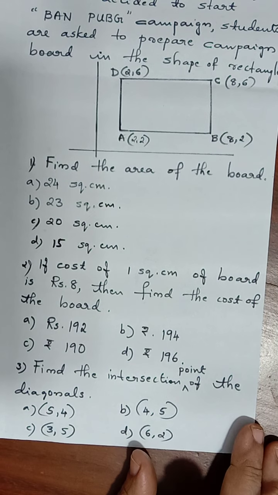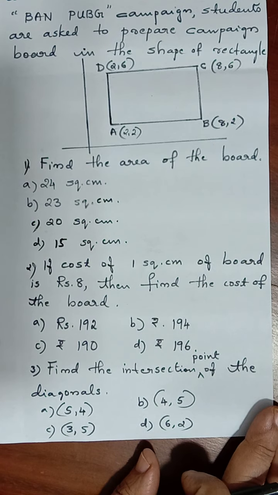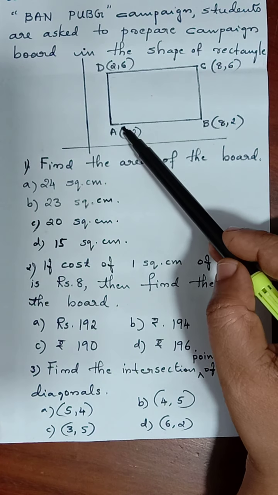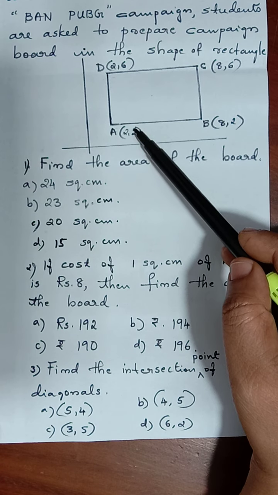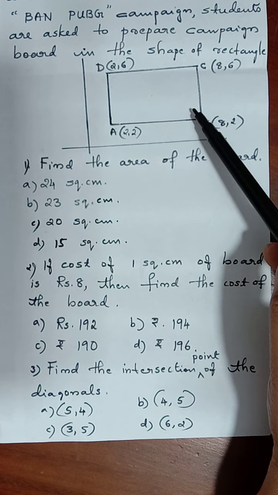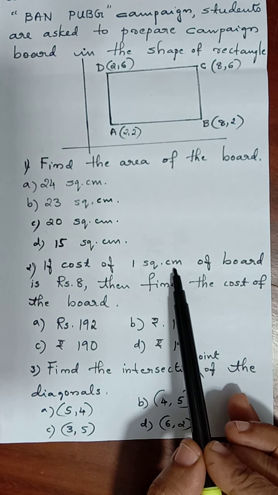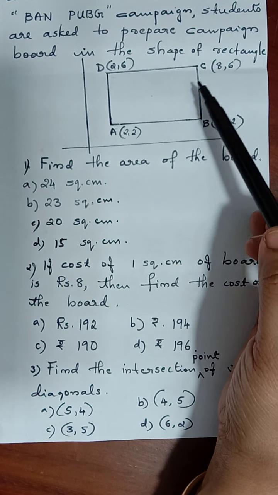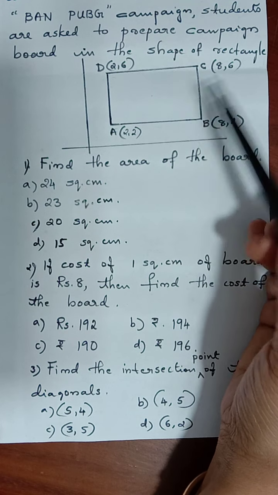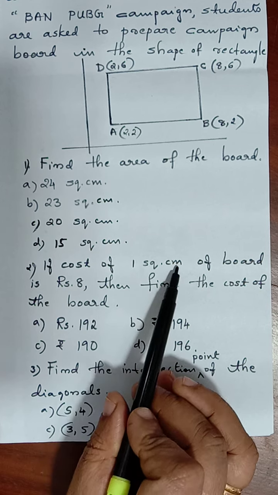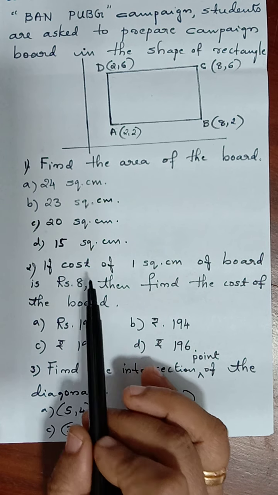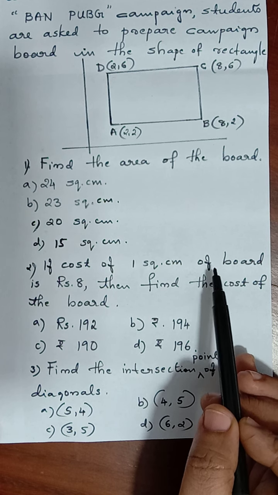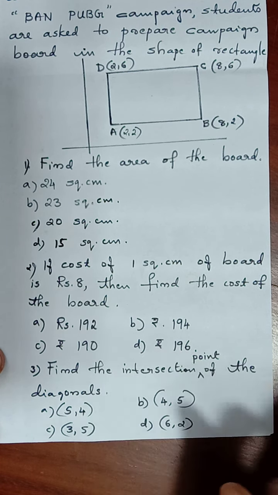If the cost of 1 square centimeter of board is rupees 8. So this is the board. ABCD is the board. Its area we have already found out. That is 24 square centimeter. If 1 square centimeter costs rupees 8, what is the cost of the board? What is the cost of 24 square centimeter? So we have to find out the cost of 24 square centimeter. That is just multiplying by 8. So let us do that.